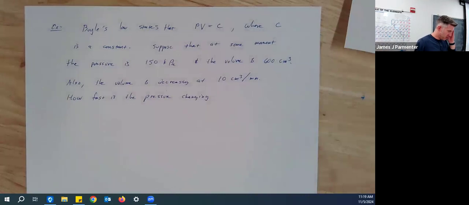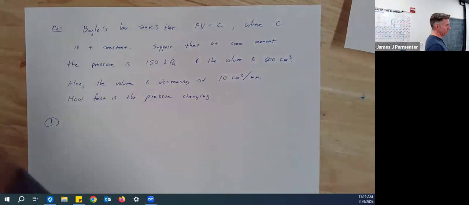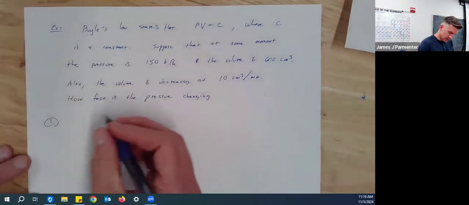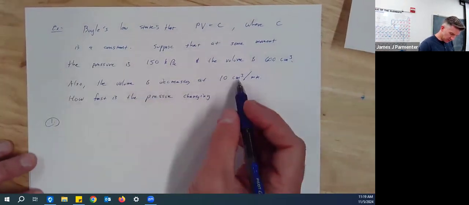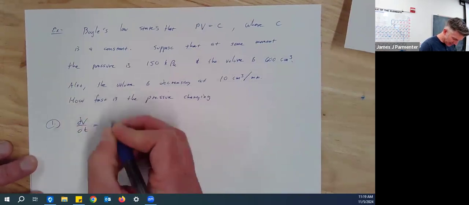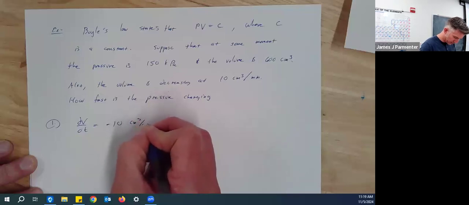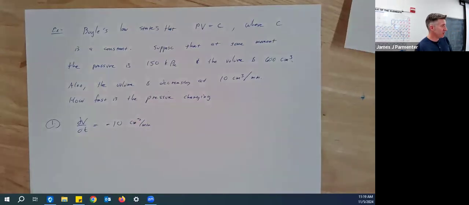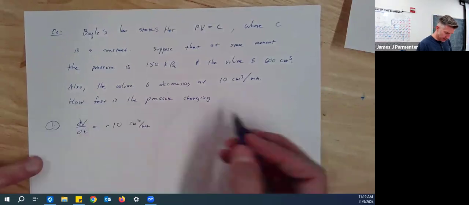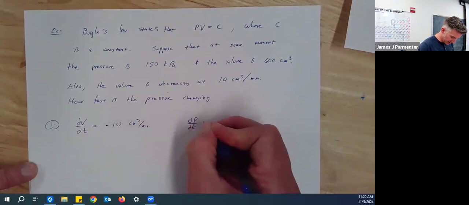All right. So here's what we know. I don't have a picture to draw here. I'm given that the rate of change of volume, dV/dt, is negative 10 cubic centimeters per minute. That's the only rate of change I'm told. I'm asked to find how the pressure is changing. So I want to know what dP/dt is.